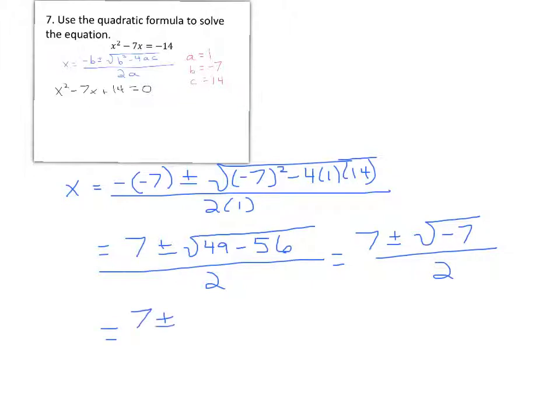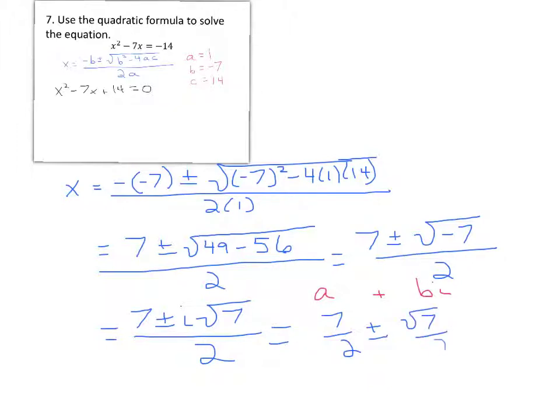7 plus or minus, and the negative sign becomes i, and then you break it up to put it in a plus bi form. So we're going to have 7 halves plus or minus the square root of 7 halves times i. This is the final answer.